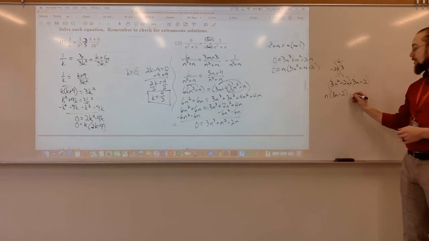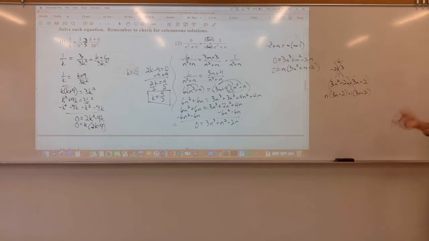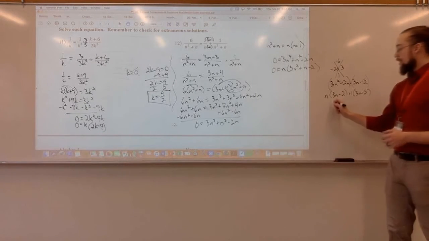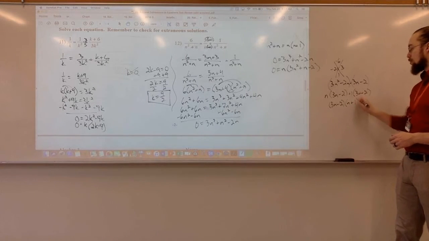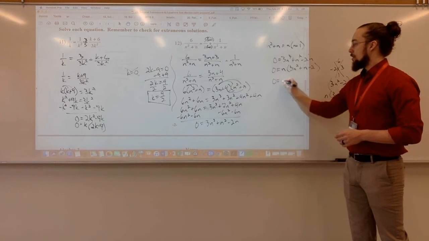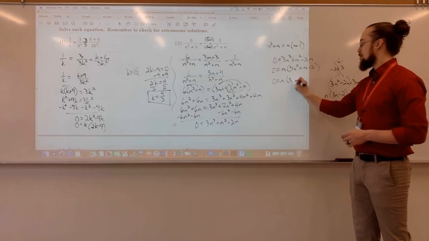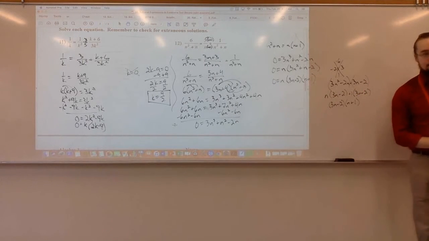So here I can take a 1 out. There's nothing I can really take out of either of those. So my final factored form then would be 3n minus 2 times n plus 1. I still have that n out front, so this will be n times 3n minus 2 times n plus 1.